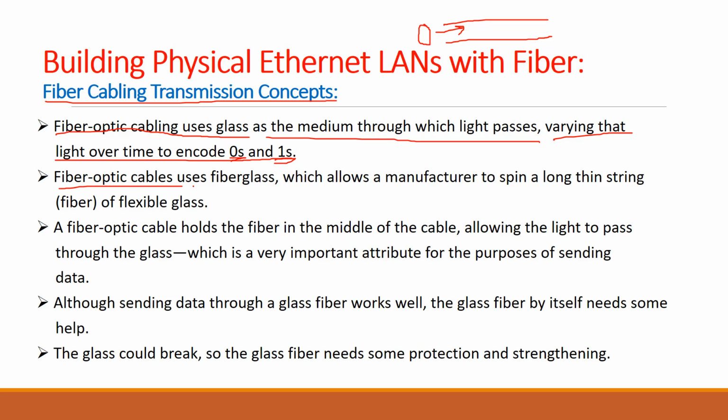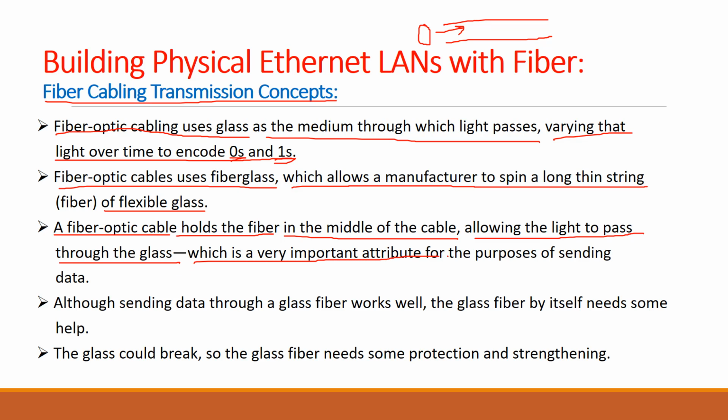Fiber optic cables use fiberglass, which allows a manufacturer to spin a long, thin string of flexible glass. Fiber optic cable holds the fiber in the middle of the cable, allowing the light to pass through the glass. There are layers in a fiber optic cable that we will demonstrate in the next slide, which is a very important attribute for the purposes of sending data.